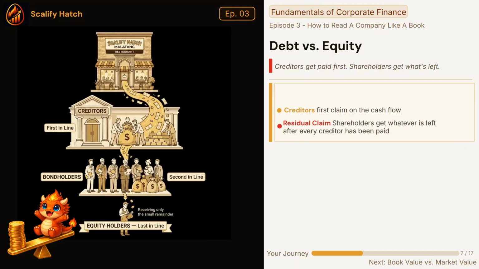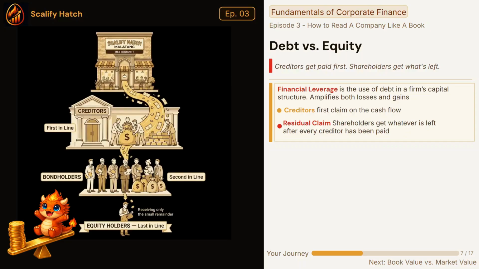The implication here is that the more debt a firm carries, the riskier the equity becomes. Because if things go wrong, the creditors are protected and the shareholders absorb the loss. The use of debt in a firm's capital structure is also called financial leverage. Think of it as an actual lever.